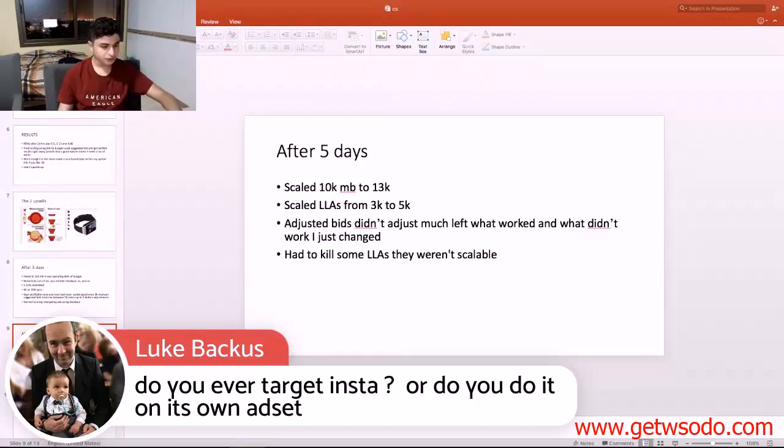Weren't scalable. How do you know that? Because they were not profitable. I tried to scale them and they were not profitable. It's obvious. If it's scalable, it means profitable. If it's not scalable, it means they're not profitable.